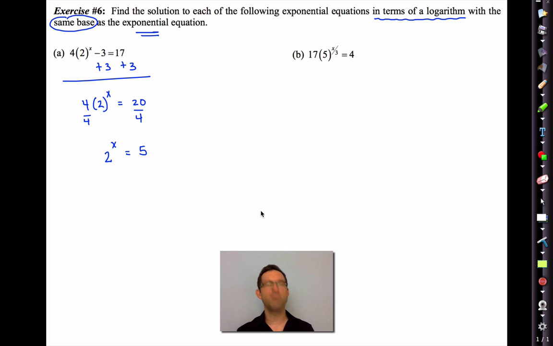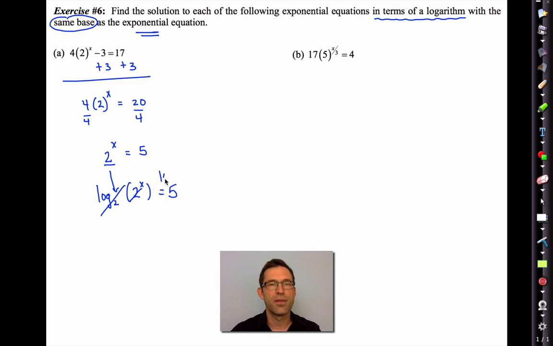Now what do they mean by solve this equation in terms of the same base? Well, what they want me to do is take the log base 2, the same base of 2 to the x. Now I could bring the x out, I could. But think about this for a minute. The whole point of logarithms is that they're inverses of exponentials. They literally cancel. These cancel.